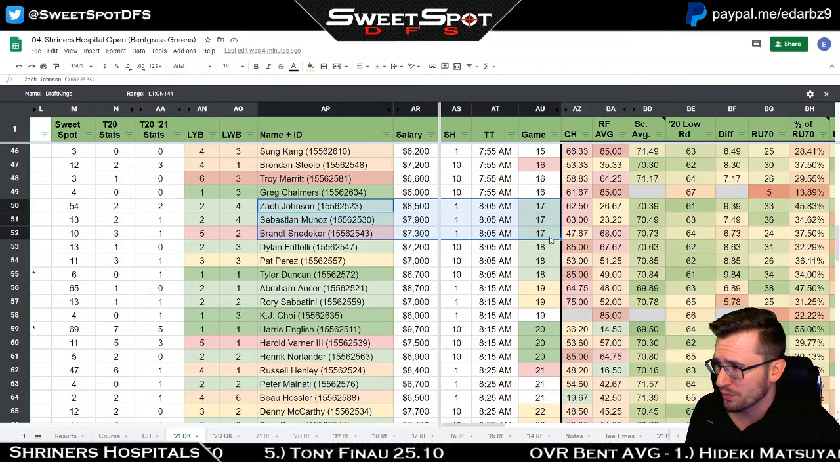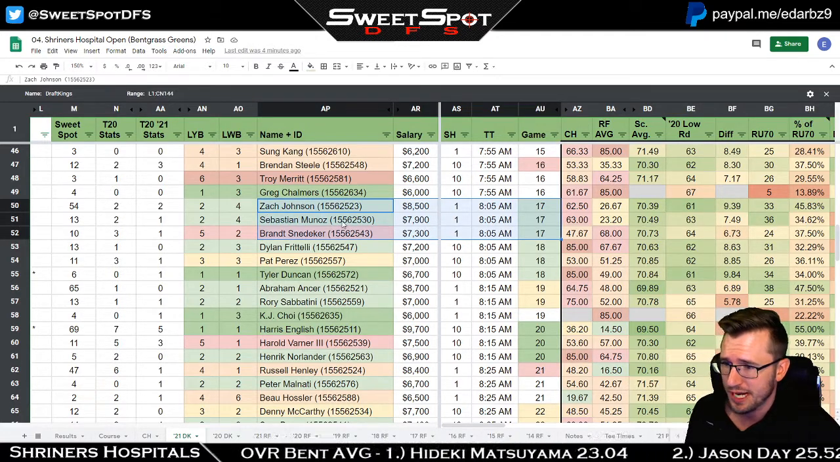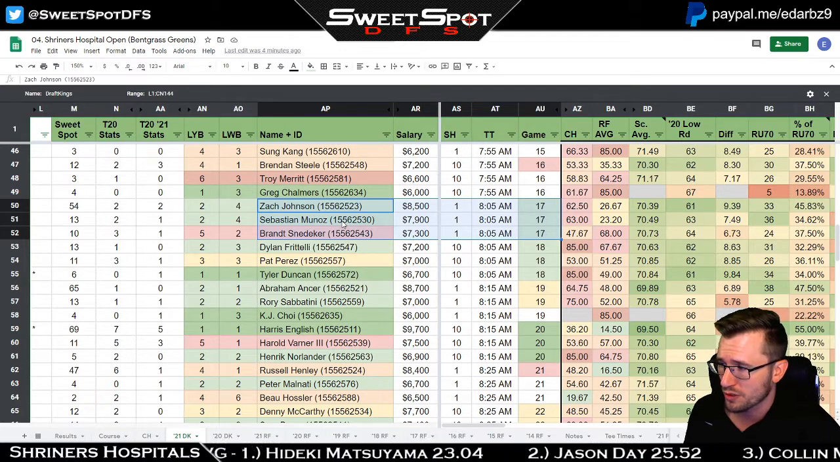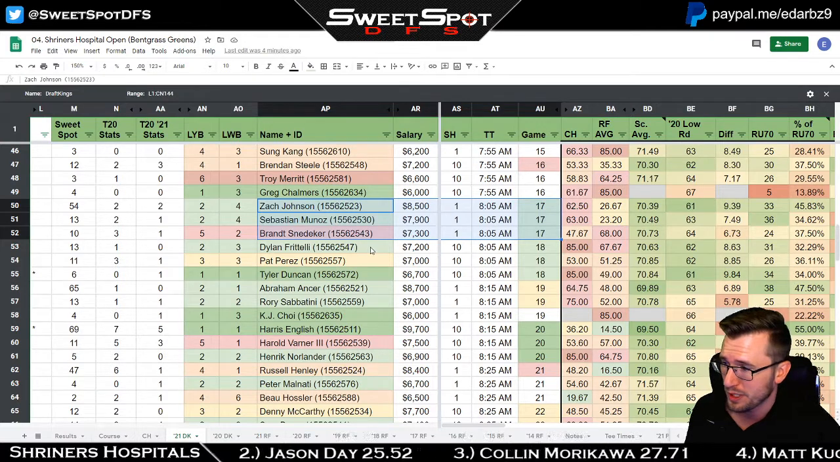Seems like a decent group. Two old guys who hit draws and a guy who hits a fade. Draws at this golf course are more beneficial than fades are, so maybe pairing Zach with Brent would be good.